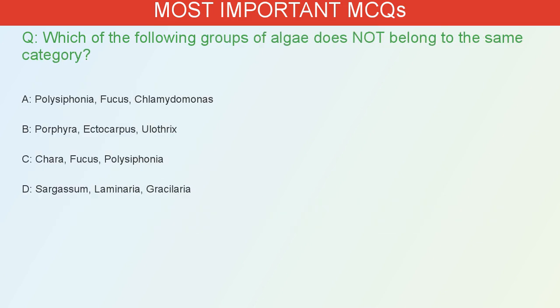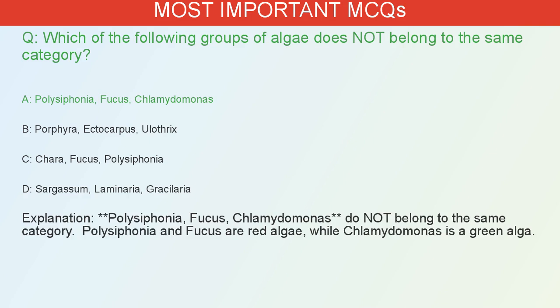Which of the following groups of algae does not belong to the same category? A. Polysiphonia, Fucus, Chlamydomonas. B. Porphyra, Ectocarpus, Ulothrix. C. Chara, Fucus, Polysiphonia. D. Sargassum, Laminaria, Gracilaria. The correct answer is A. Polysiphonia, Fucus, Chlamydomonas do not belong to the same category. Polysiphonia and Fucus are red algae, while Chlamydomonas is a green alga.